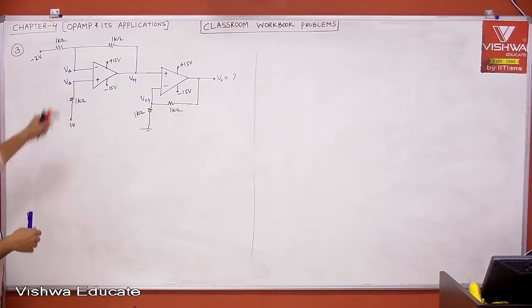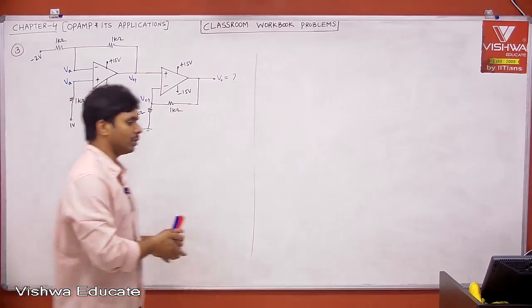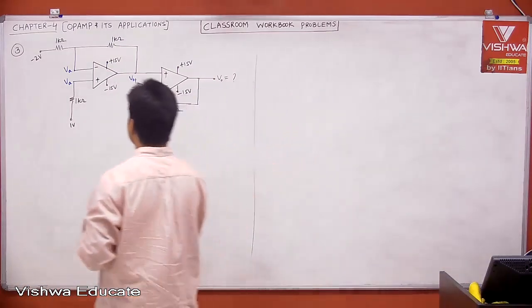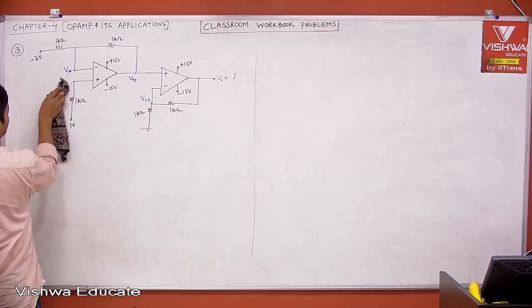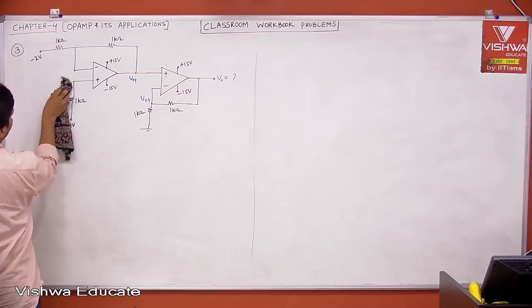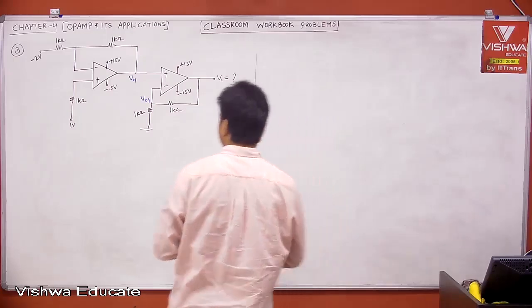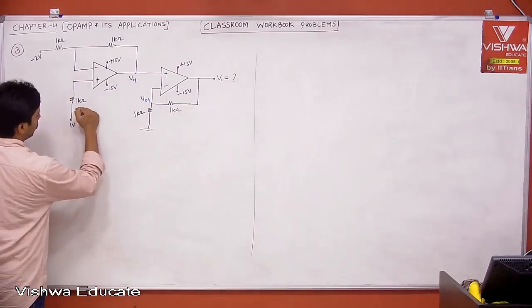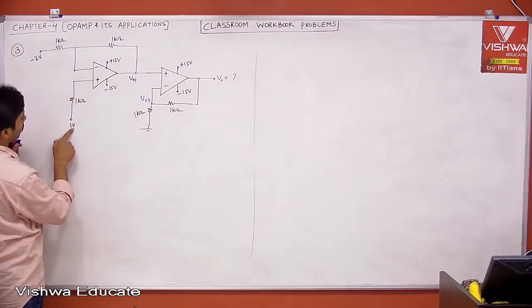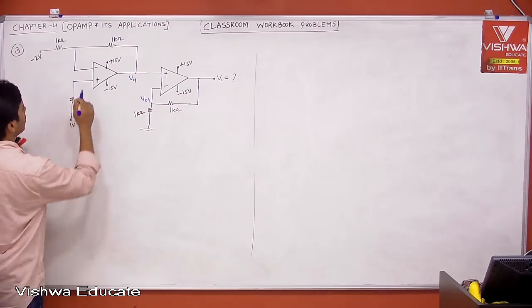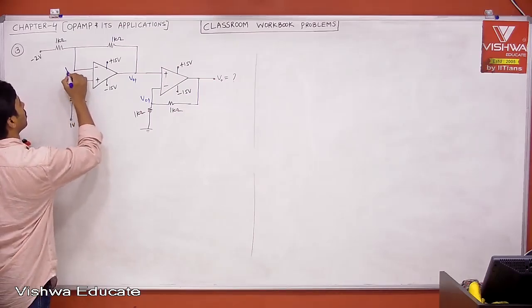Tell me what is VA? Actually, what is VA? What is the current entering into op amp? The current entering into op amp is 0. If current entering into op amp is 0, then there is no drop across 1K. Then whatever 1 volt is there, that will come here. Therefore, this is 1 volt. Then this is also 1 volt.